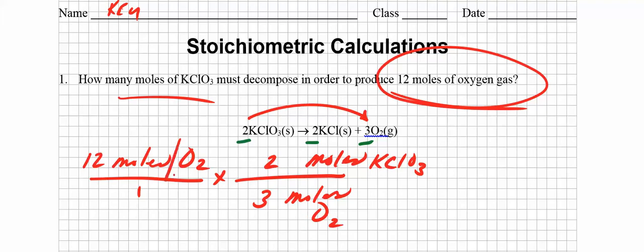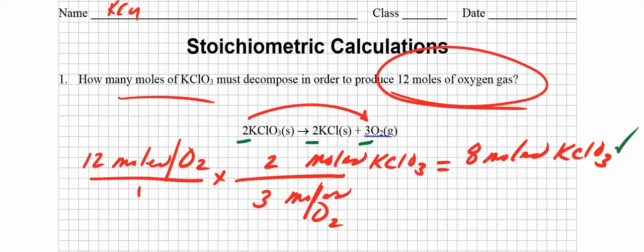Now, this unit and this unit are going to cancel, and I'm going to be left with moles of potassium chlorate. Is that what I'm looking for? Well, look to see what you've underlined. Yes, moles of potassium chlorate is what we're looking for, and so it's just a matter of multiplying 12 times 2, that's 24, divided by 3, that's 8, so that'll be 8 moles of KClO3. So what have we said here? We've said that 12 moles of oxygen are being produced from 8 moles of potassium chlorate. And we're done with number 1.